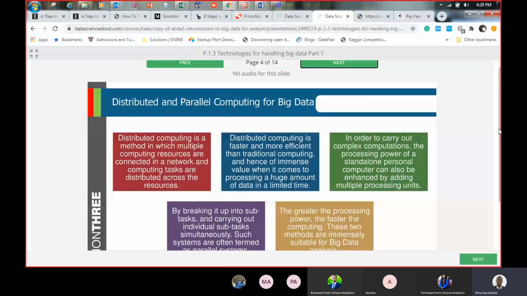Number 1 is memory. Number 2 is the processing speed. Number 3 is the storage space. So I want you to note this.